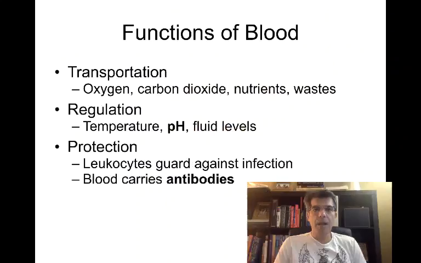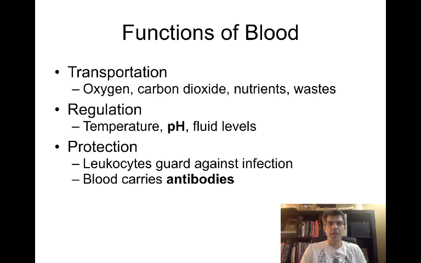Let's start chapter 21 about blood. Let's start with the function of the blood. Blood is a connective tissue which is fluid and is used for transportation. Blood transports oxygen, CO2, nutrients, and wastes. The most important element in this transportation is oxygen.